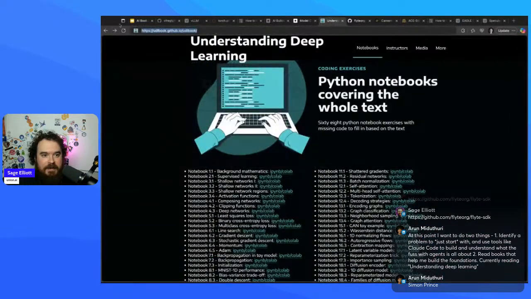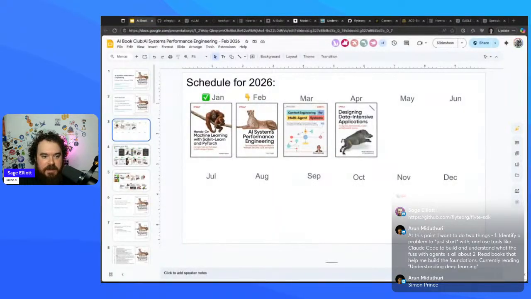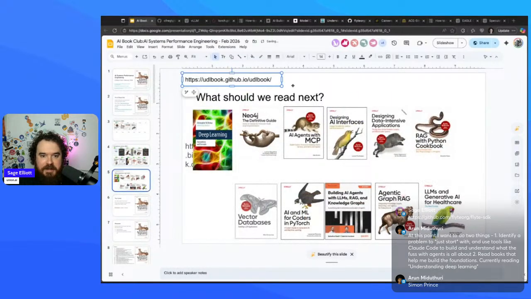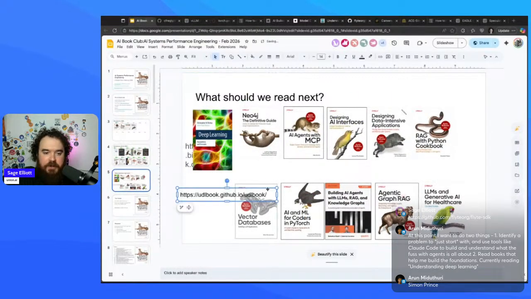I'm going to throw it in the slides as an option to read next. Just paste the link here. Yeah, if people are interested, let me know.